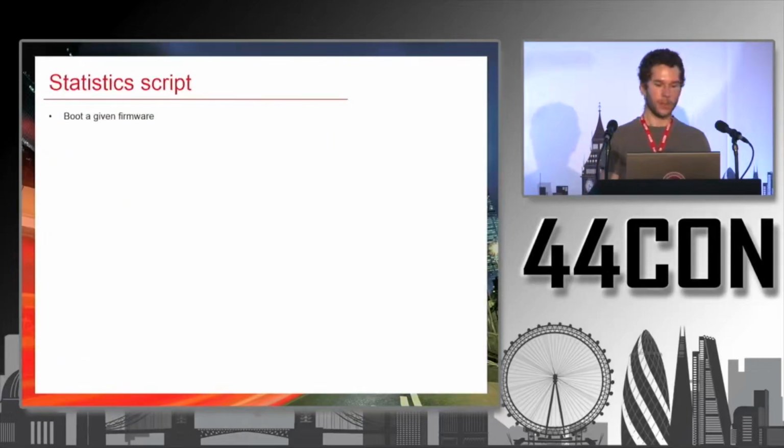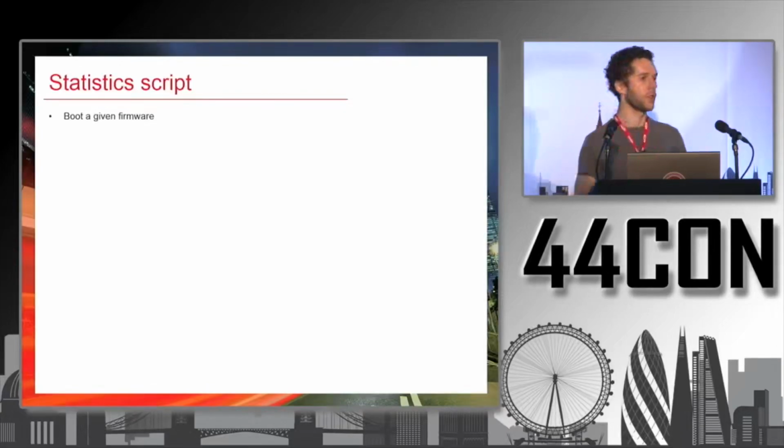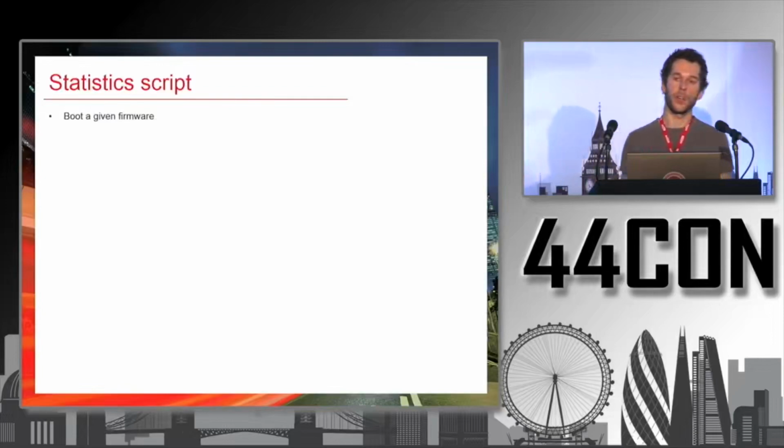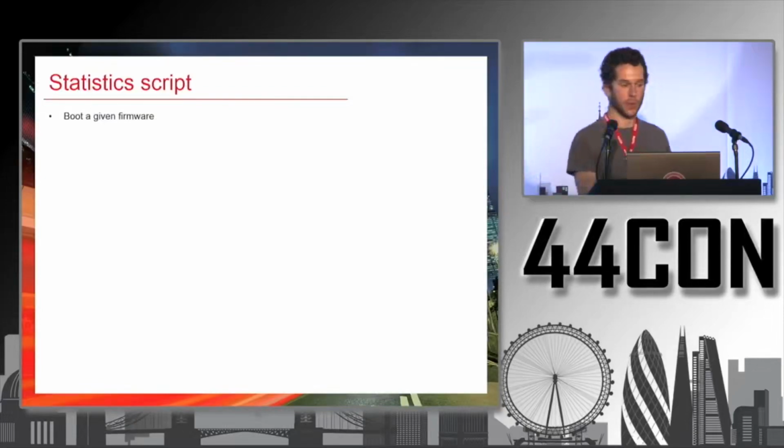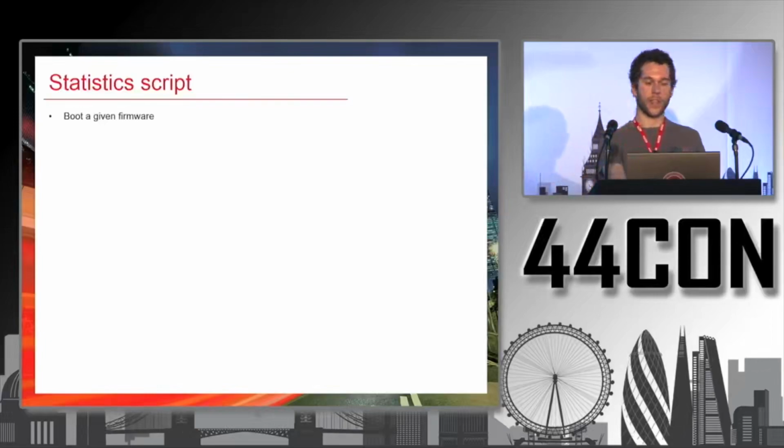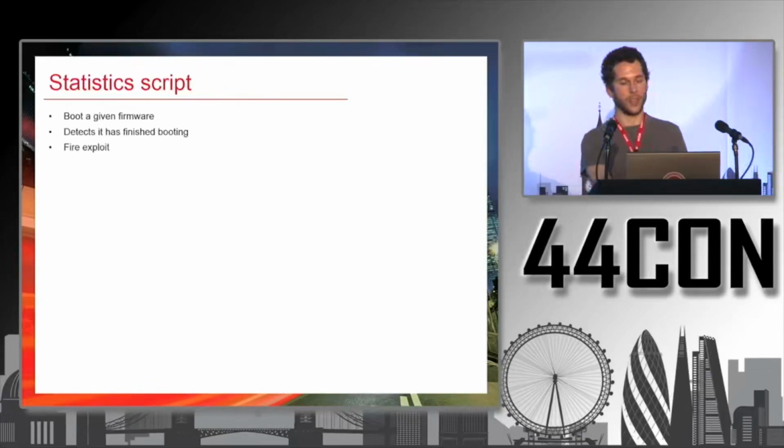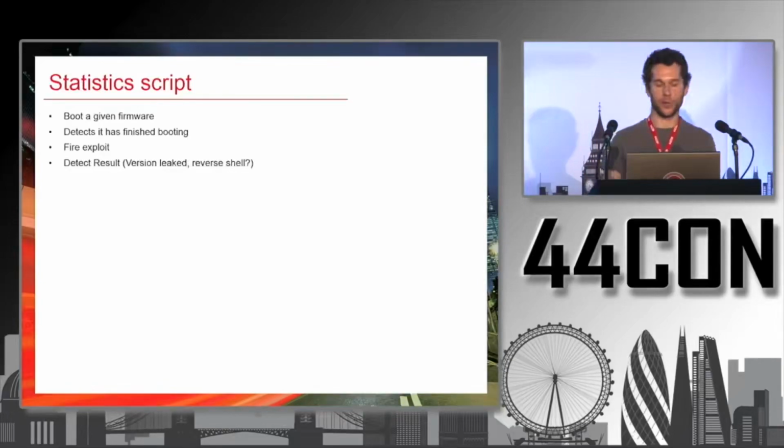So the other thing we were interested in, because we're dealing with 200 versions, and because now we have a way to choose which one we want to load at boot, was how we could make the exploit reliable for different versions, and was it even possible? So the way it works is we can load a given firmware, we can detect when it has finished booting, fire an exploit, then detect the results by scripting above ASADBG. For example, if it's a remote connection bug, you can check if you get a reverse shell back. If it's leaking the version, you can check if you actually leaked the version.